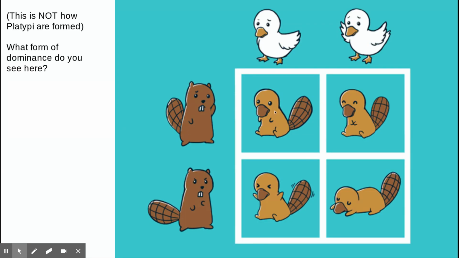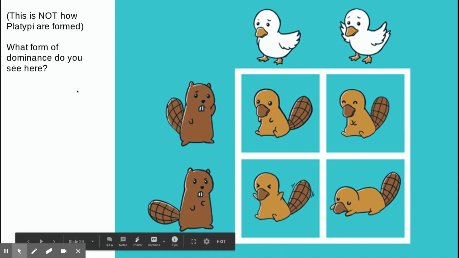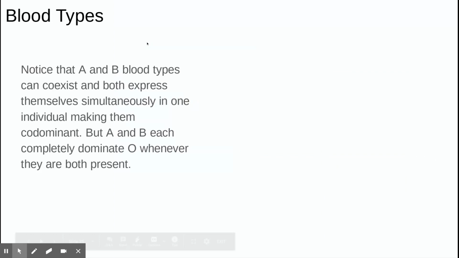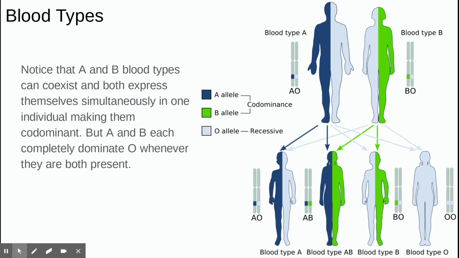Just for fun, you could take a look at this and figure out whether you think there's more incomplete or co-dominance going on here, but this is more of a joke. Blood types. Here's just a fun example of where things get interesting. Your blood could have the A allele, the B allele, or the O allele. So we have 3 different allele types, but A and B are both co-dominant.